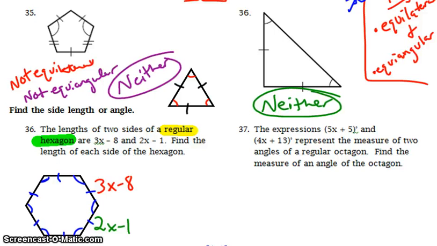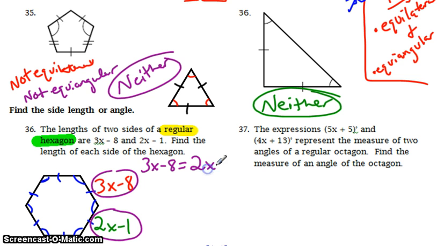All right, so with that in mind, it says find the length of each side. Well, I don't know what the length is, but I do know that all sides have to be equal. So I can set up an equation, not expression, an equation using these expressions, because 3x minus 8 has to equal the same thing as 2x minus 1. So now let's solve the equation. Let's get the x's together. So we're going to subtract 2x from both sides.